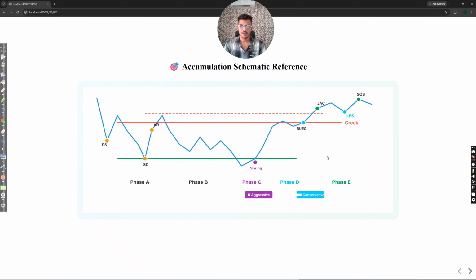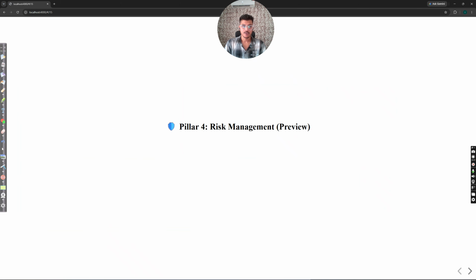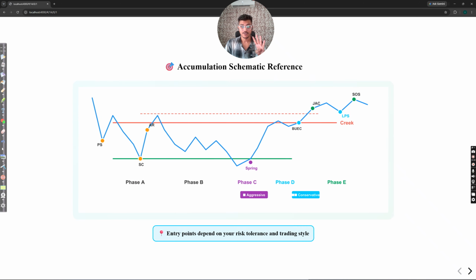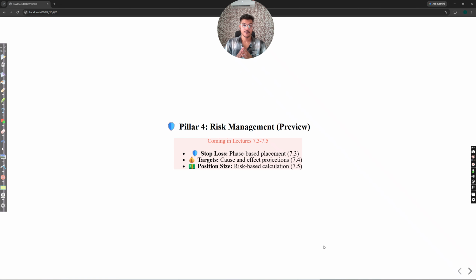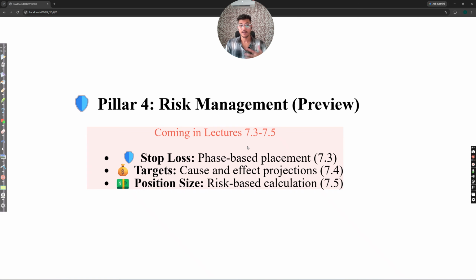All right, let's continue. One point you should remember is that entry points depend on your risk tolerance and trading style. So let's discuss pillar number 4. You see the risk tolerance, that's where risk management comes in. This is where we're going to discuss stop loss in much more detail. I'm going to teach you how we can place phase-based stop loss, how we can place targets as well, cause and effect projections, and position size, risk-based calculation, all this stuff. These are coming in 7.3, 7.4, and 7.5.